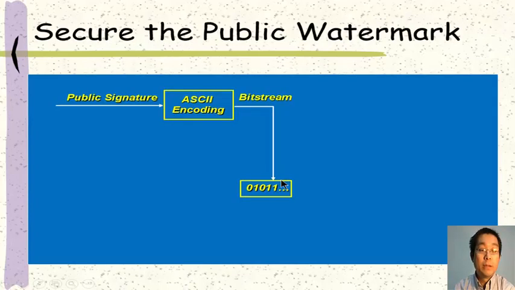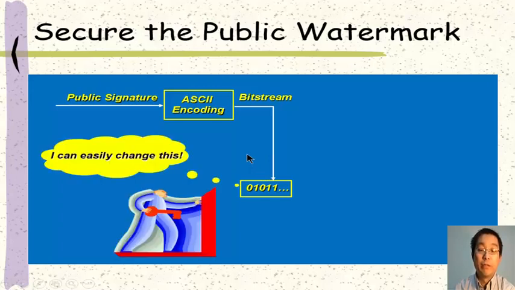Now we consider the security and detectability of the public watermark. The public signature will be encoded in ASCII and then embedded into the problem using a scheme that is known to the public. Therefore, it is very easy for the attacker to come and modify the watermark. For example, he can change one of the bits to completely remove the watermark or modify it to another watermark. To solve this problem, we can use some crypto primitives.